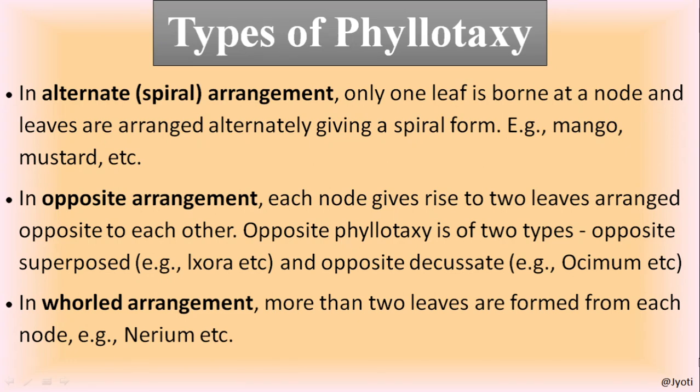Then the next is opposite phyllotaxy. So here, in case of opposite phyllotaxy, from each node, two leaves are developed. Okay. And this opposite phyllotaxy is again of two types, opposite superposed or opposite decussate. I'll tell you what is opposite superposed and opposite decussate.